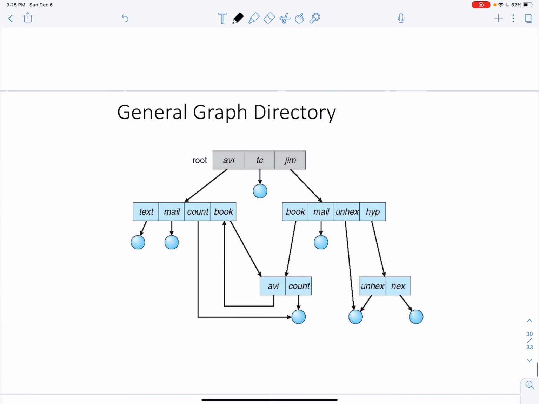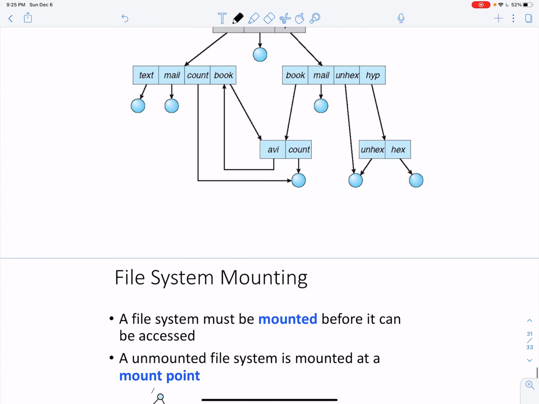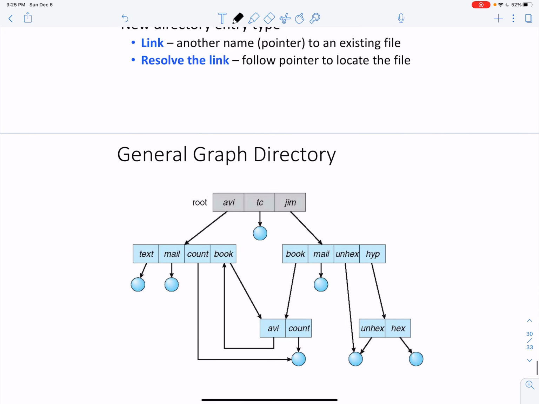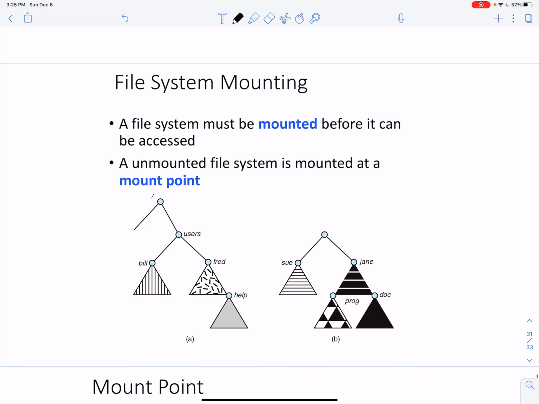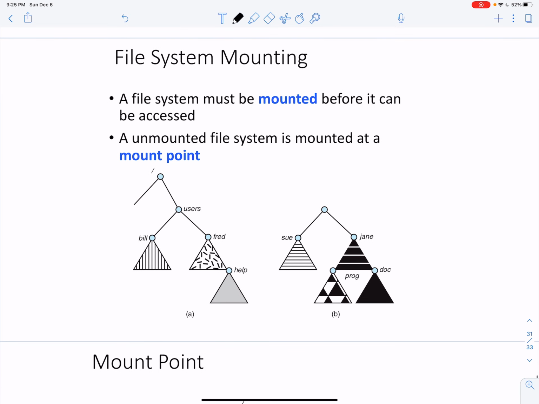So that's the advantage of say using tree structure or graph structure for hard drives and for directories. And the last thing that I want you to know about file system is that before you can access a file system, you have to mount it.